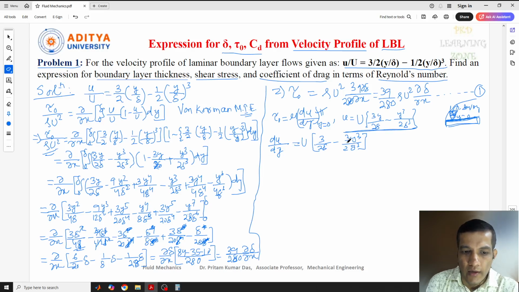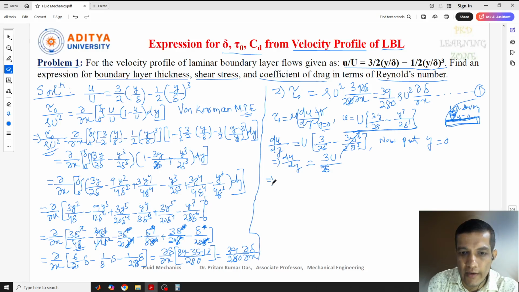Now we know that du by dy at y equal to 0, just put the value y equal to 0, because that is the condition we have taken here. Then what will we get here? We'll get the value du by dy equal to 3 capital U by 2 delta, because this other part is going to be total 0. Okay, now put this value in this equation.